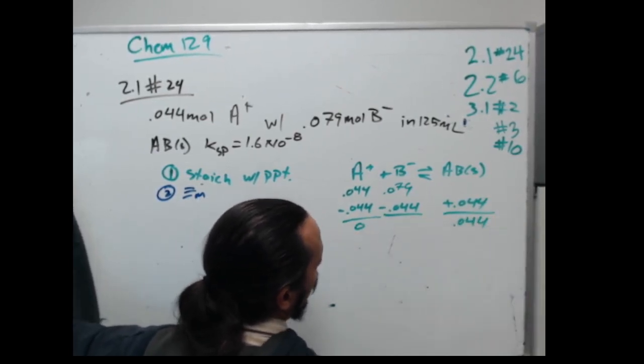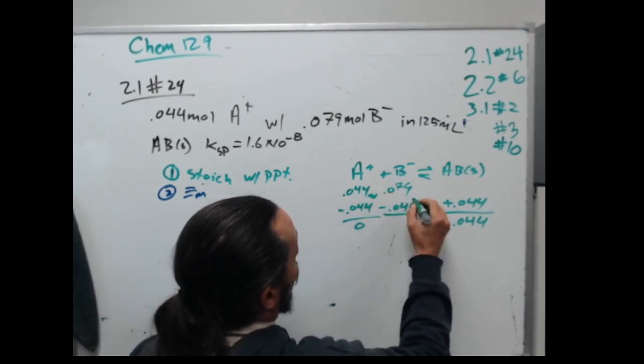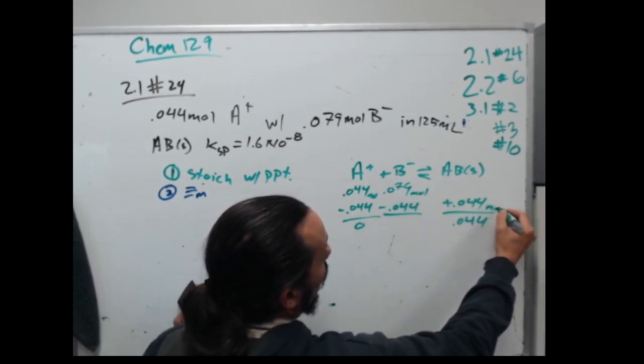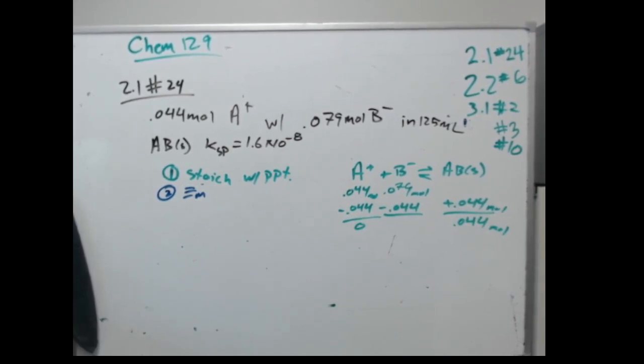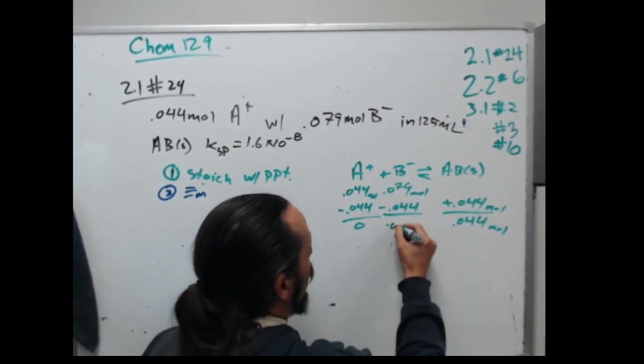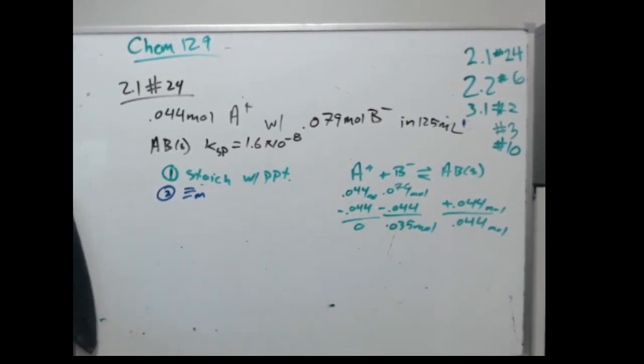I know how much solid I made. Unfortunately, the question doesn't ask us anything about the amount of solid made. I can find the amount of excess B. Would it be different molarity though because it's not a liter of water? Well, this is all in moles right now, so we haven't done anything. We haven't converted yet. This is all in moles. You're thinking a step ahead. Okay. We're about to do that part. 0.079 minus 0.044 gives me 0.035 moles of excess B.